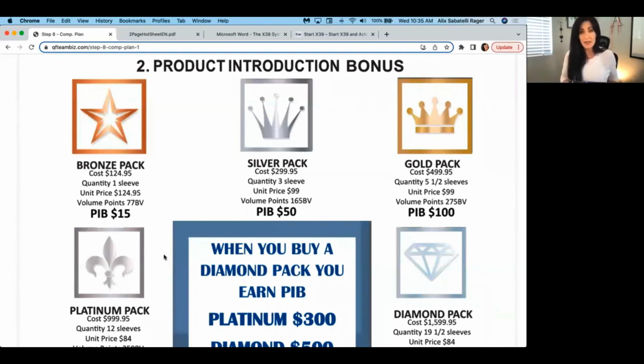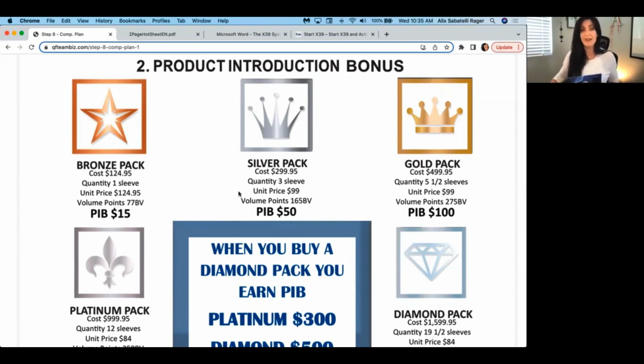So let's talk about these product introduction bonuses. When somebody comes in at the bronze level, you'll see $15 right back to you. It's a linear bonus, I guess you could say, and it goes right into your account.